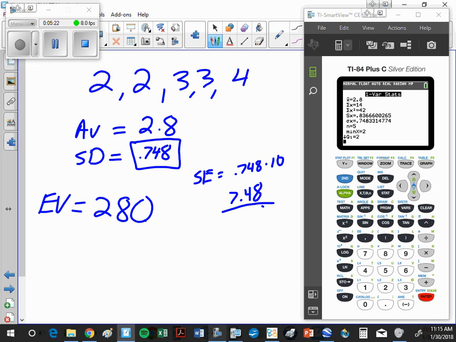Right. So the EV is the average times the draws. So as the draws get bigger, the EV gets bigger. But the SE, we'll have to put them on the posters. The SE is the SD of the box times the square root of the draws.